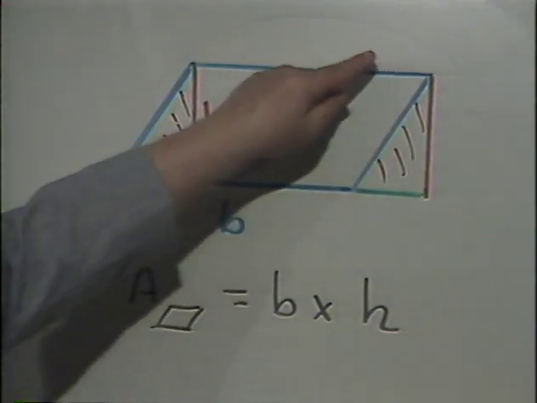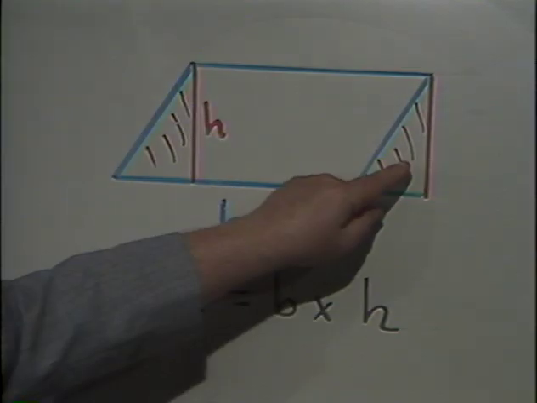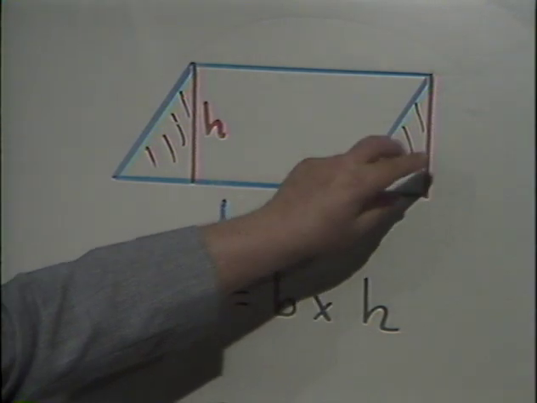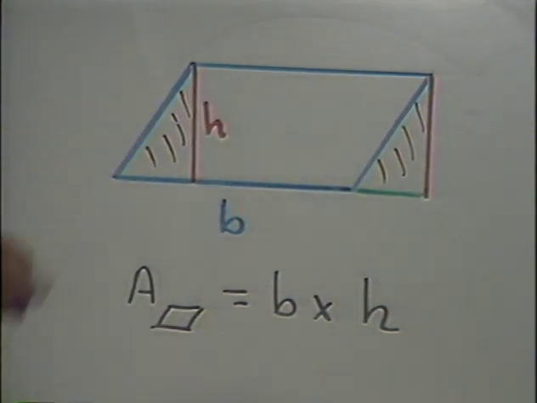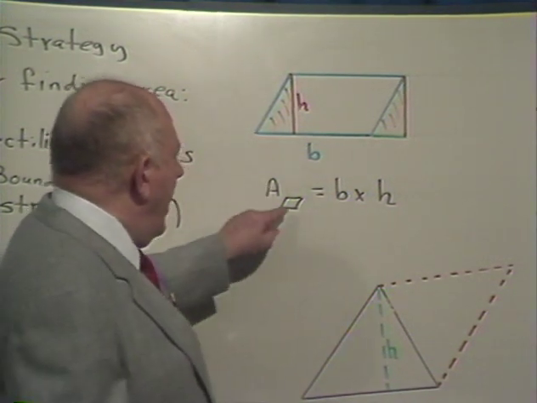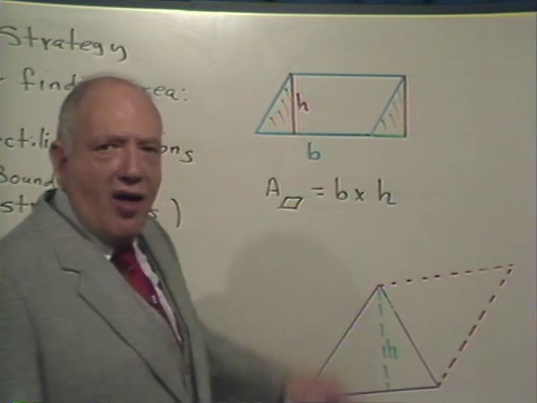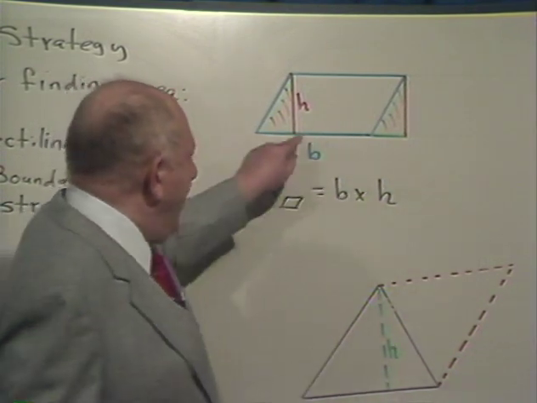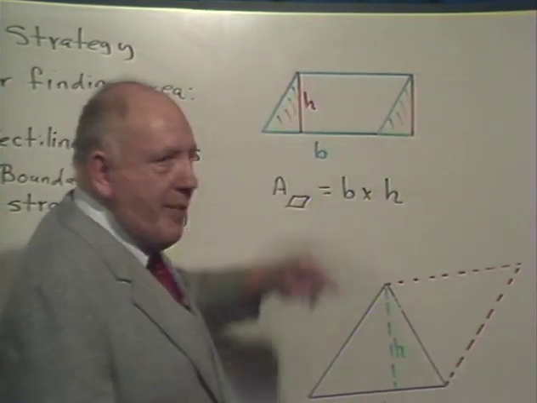But since we got the rectangle by taking a piece of the parallelogram and just putting it here, if I now take that piece and put it back over here, I haven't changed the area at all. I've just realigned it. So the area of a parallelogram, believe it or not, is also the base times the height. Not the length times the width, the base times the height.